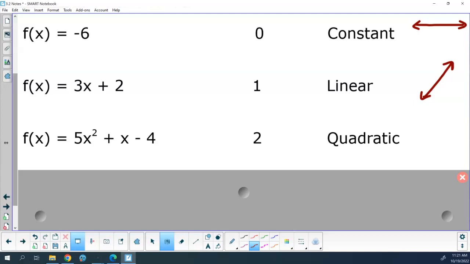Anybody remember what those look like? Like a U? Parabola? It could go upside down too, right? When what's negative? When the lead coefficient is negative. Yep. There we go. So it flip-flops and it becomes a hump instead of a U.